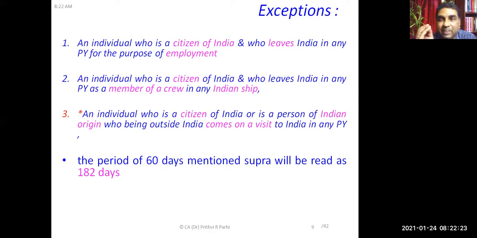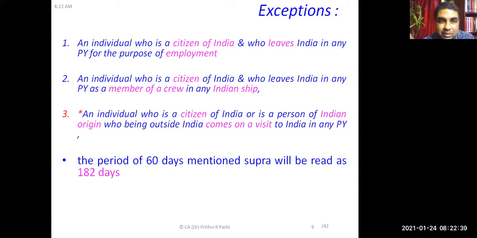And also in that context, we have discussed 3 exceptions, right? The first exception is that an individual who is a citizen of India who leaves India in any previous year for the purpose of employment.